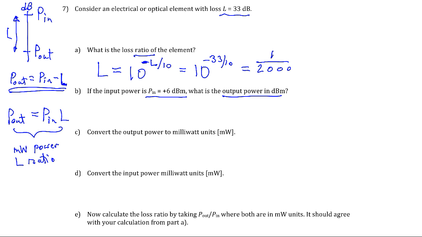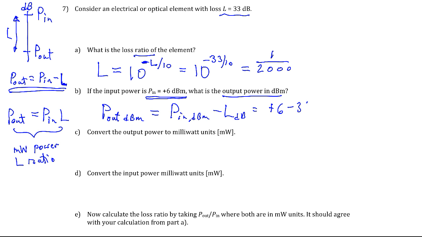Now, the power input is plus 6 dBm. What is the output power? P out in dBm is P in dBm minus the loss in dB, which is 6 minus 33, which is minus 27 dBm. And if I can make a better 7 than that, I'll be happy. Okay, that's really how easy this loss budgeting problem is when you're in all decibel units.